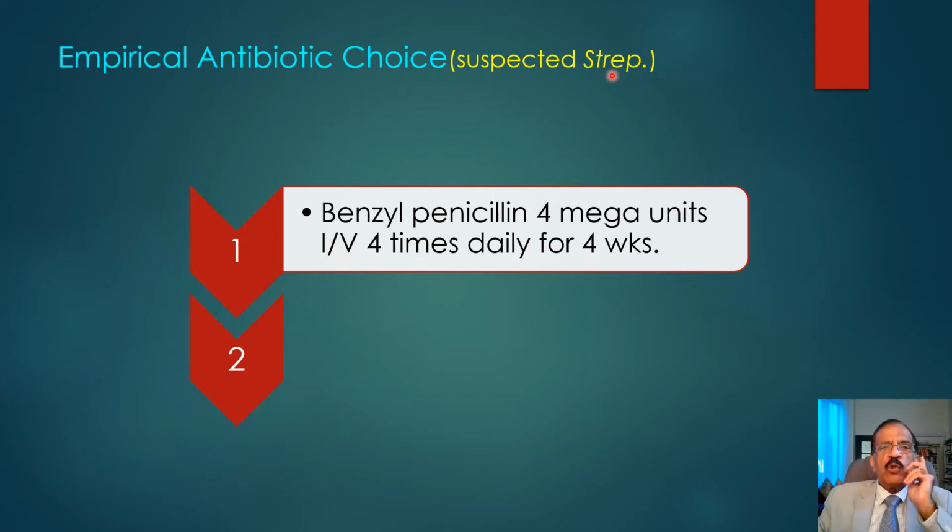All right. So benzyl penicillin is a traditional antibiotic. 4 mega units is given intravenously 4 times a day for 4 weeks. So that is the dosage. Please do not underdose these patients because this is not an easy infection to be treated.